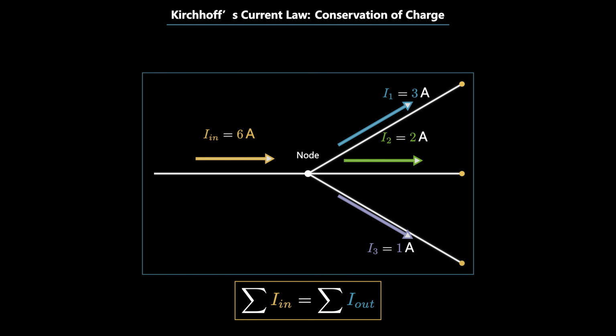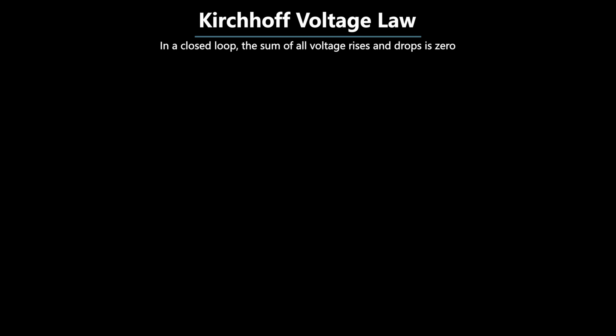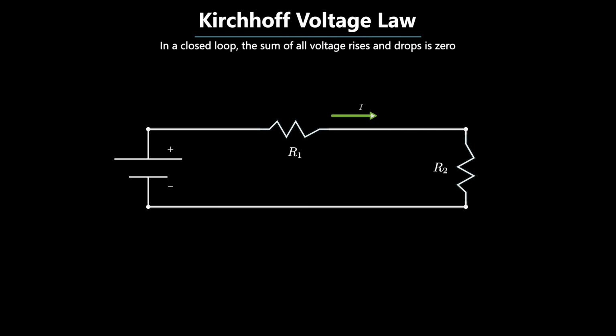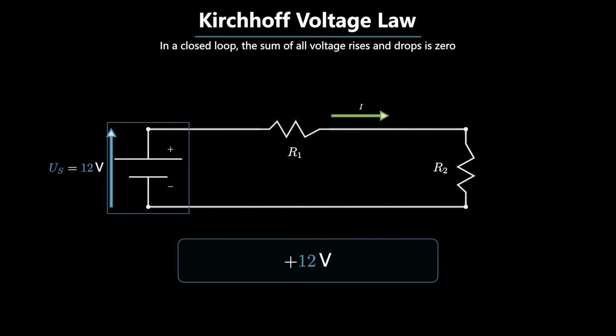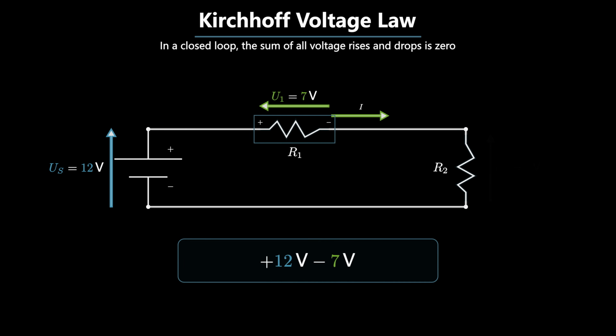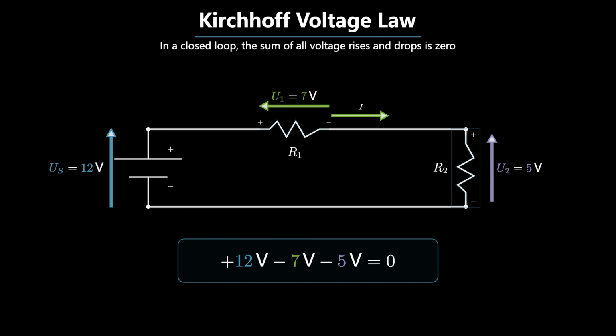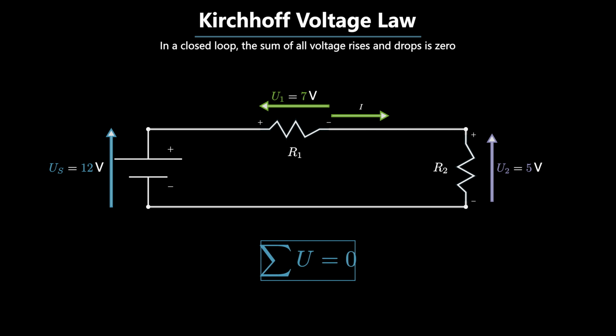Nothing can be lost. The second law, or Kirchhoff's voltage law, is based on the principle of energy. In any closed path within a circuit, the sum of all supplied voltages from sources minus the sum of all voltage drops across consumers must always be equal to 0.